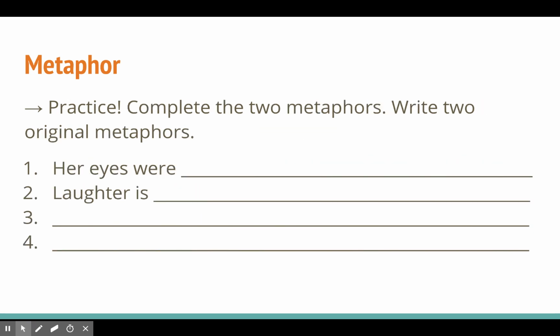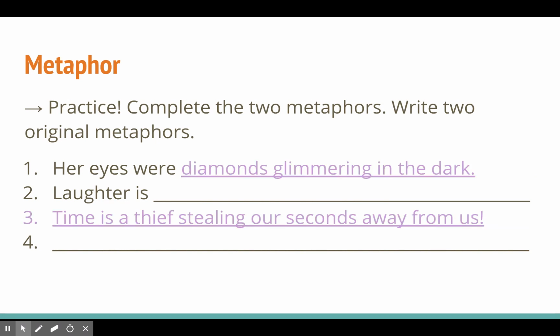Next, please complete the 2 metaphors and then write 2 original metaphors. Go ahead and pause the video if you need to do that. Coming on back. Number 1, her eyes were diamonds glittering in the dark. So I've compared her eyes to diamonds by just saying that her eyes are in fact diamonds.